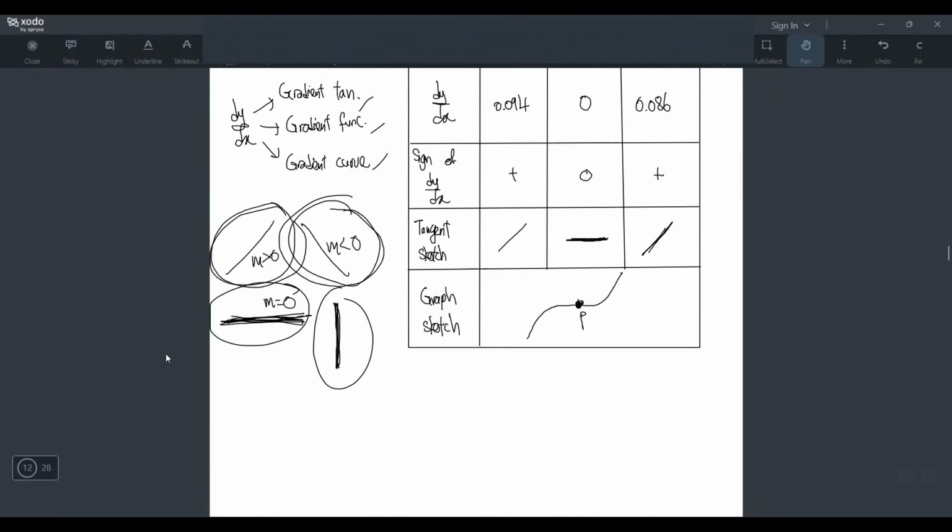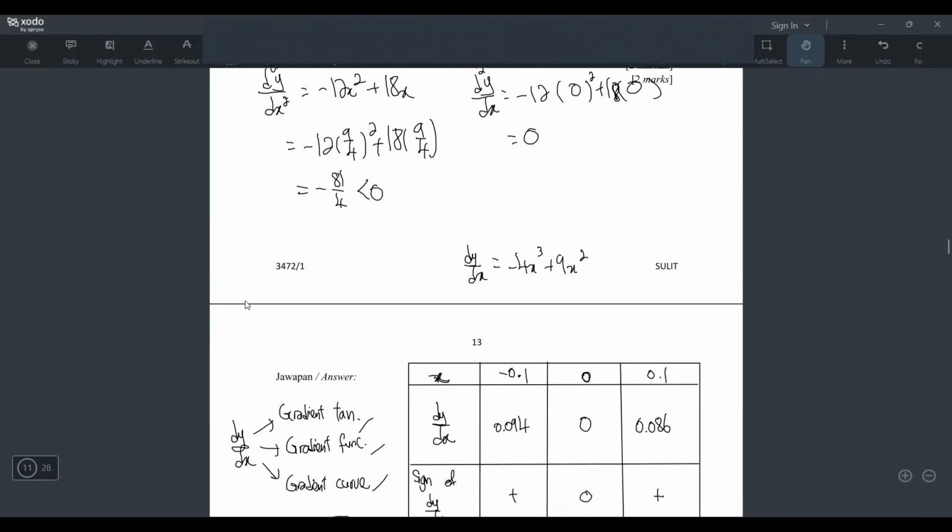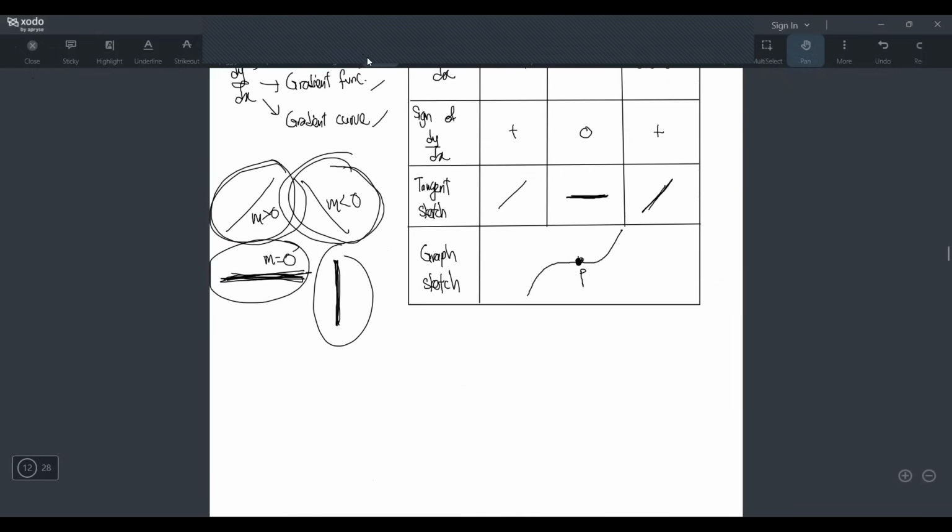So this question says determine the nature of stationary point P, right? So what I'm going to write here is point P is an inflection point. I think I should write down the coordinates inside also. So point P is (0, 4). Yeah, (0, 4) is an inflection point.